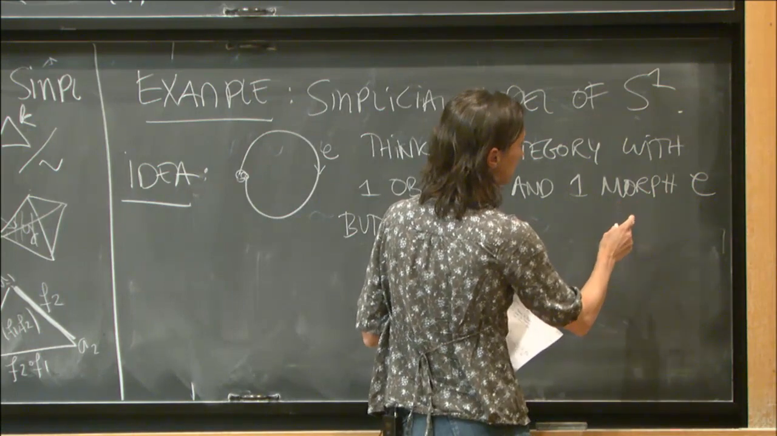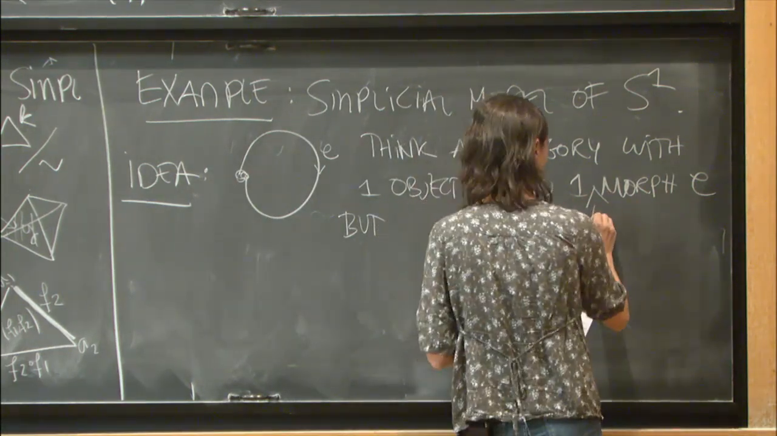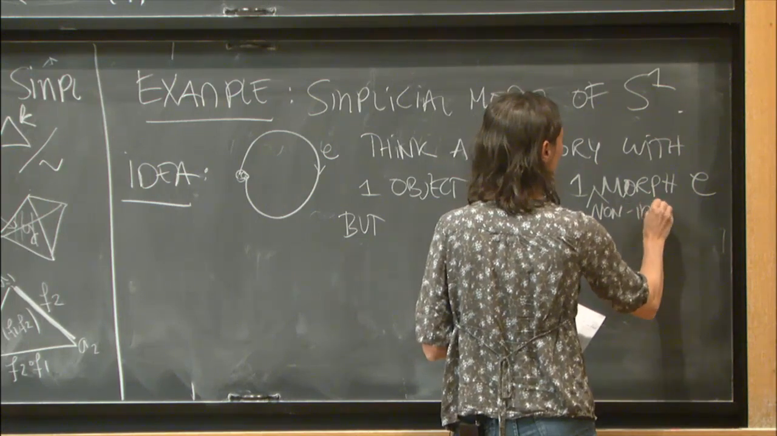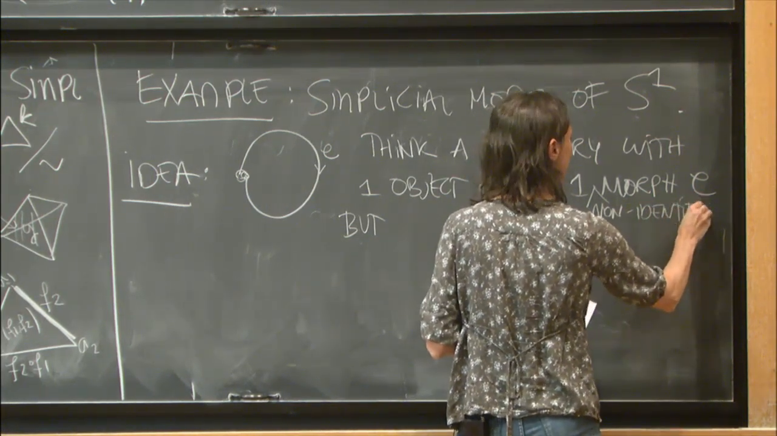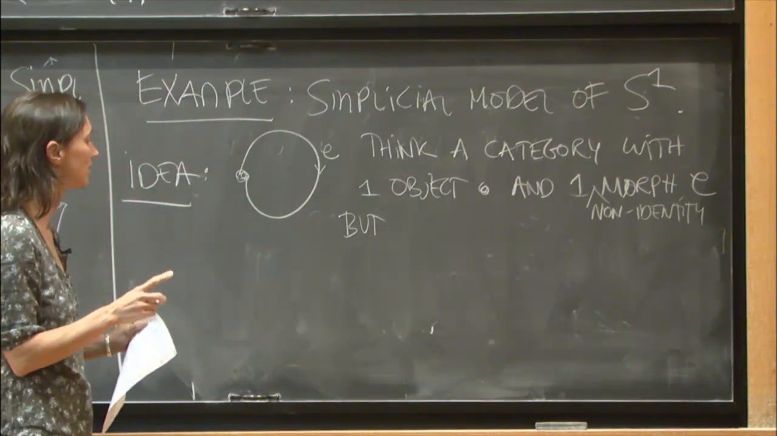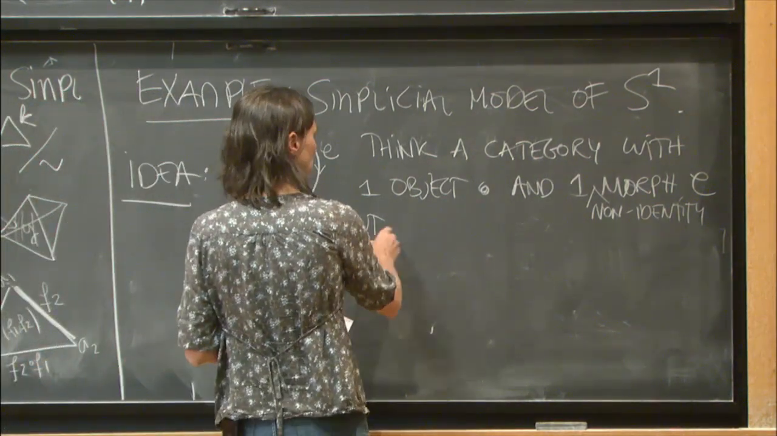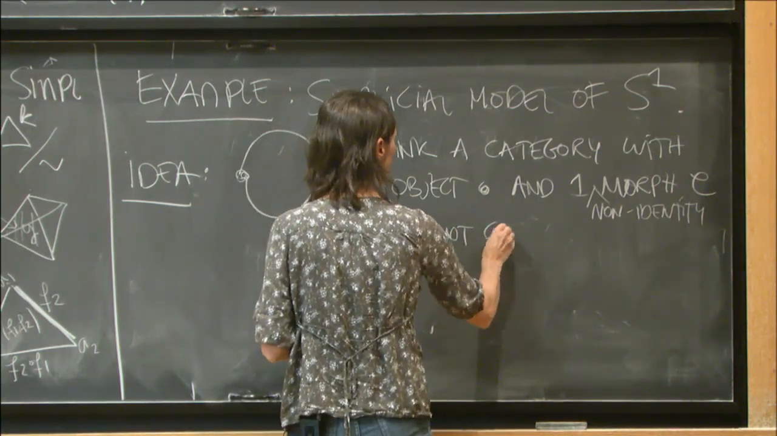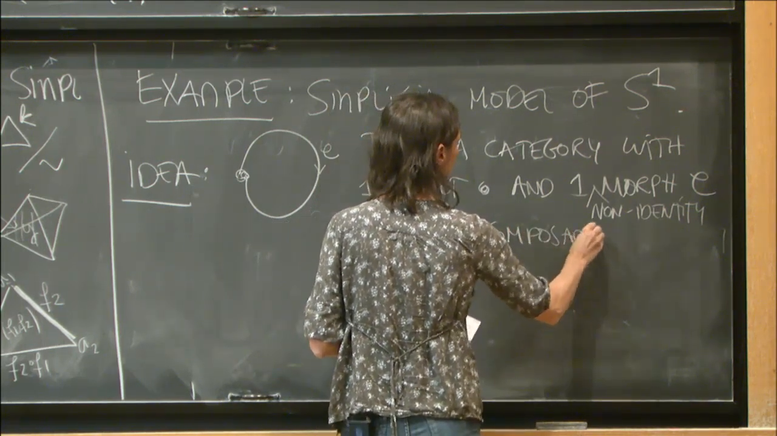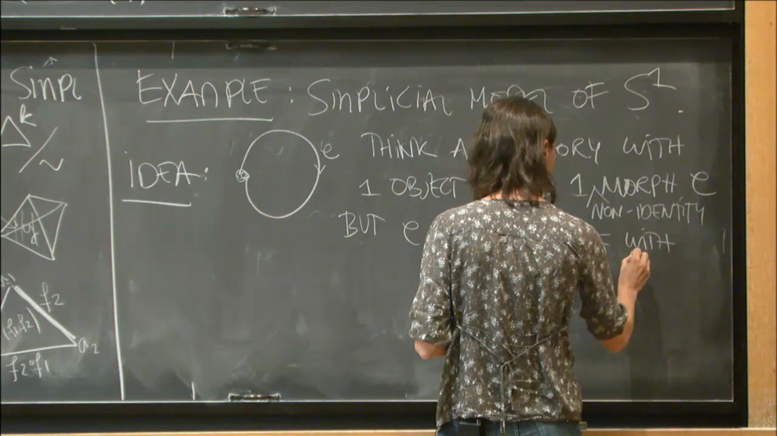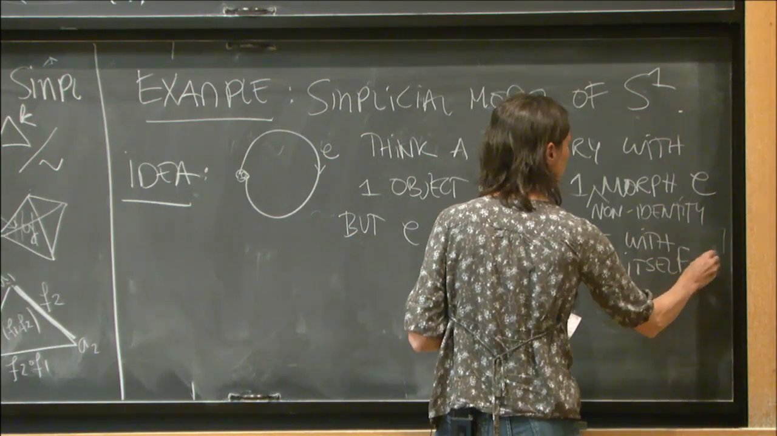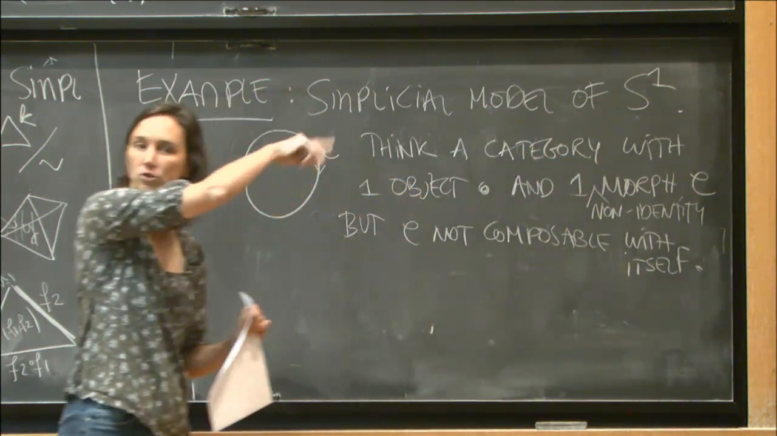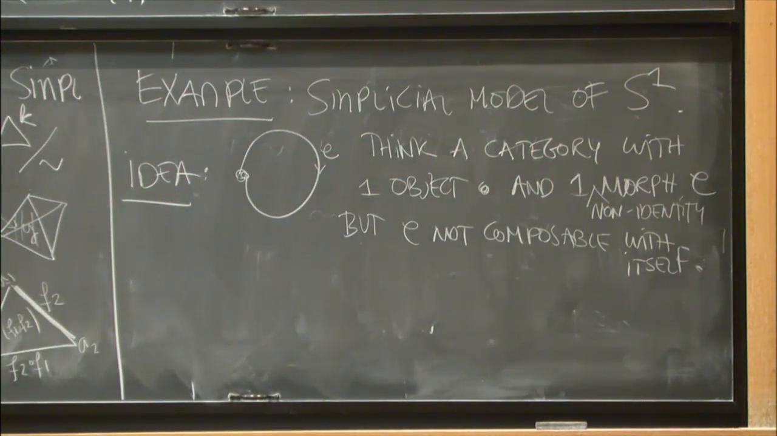But one non-identity morphism, thank you. This point will have an identity, otherwise I don't have degeneracies. So I want an identity. But one non-identity morphism, but E not composable with itself. So it's not a category because I'm not allowed to compose E. But otherwise, I will build the simplicial set exactly as I build the nerve. Just I'm not allowed to put 2 copies of E.